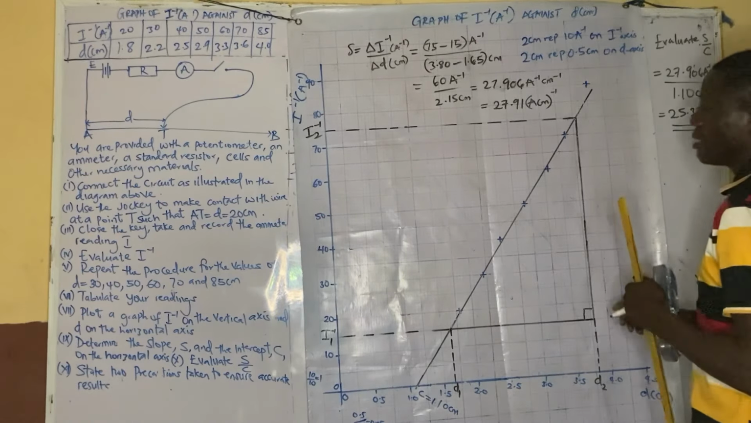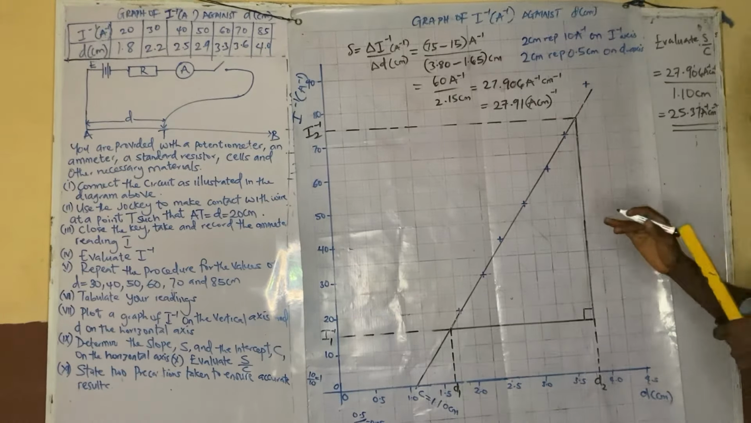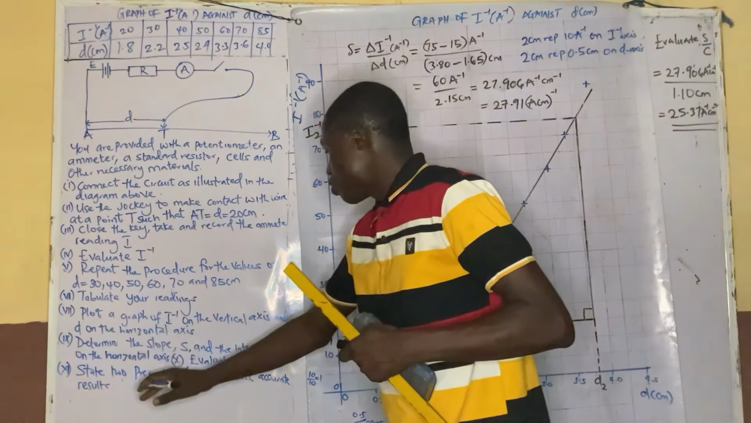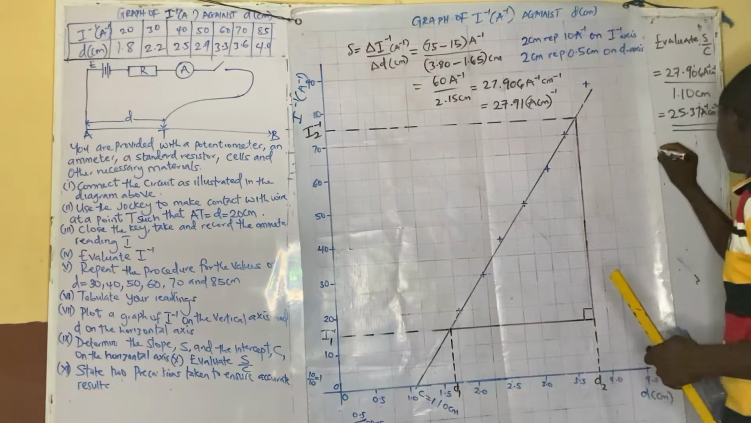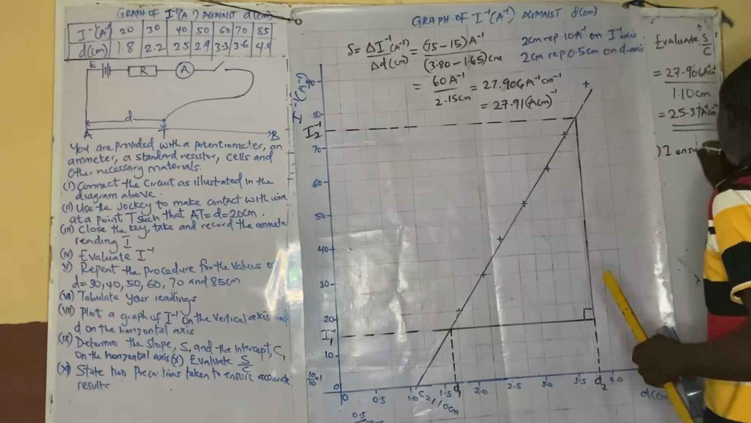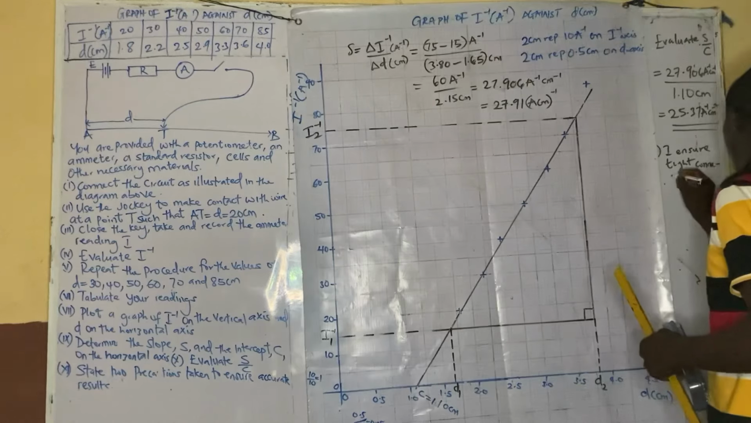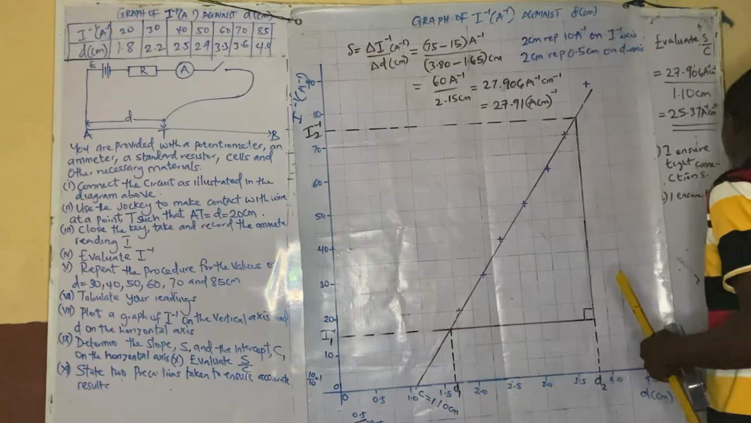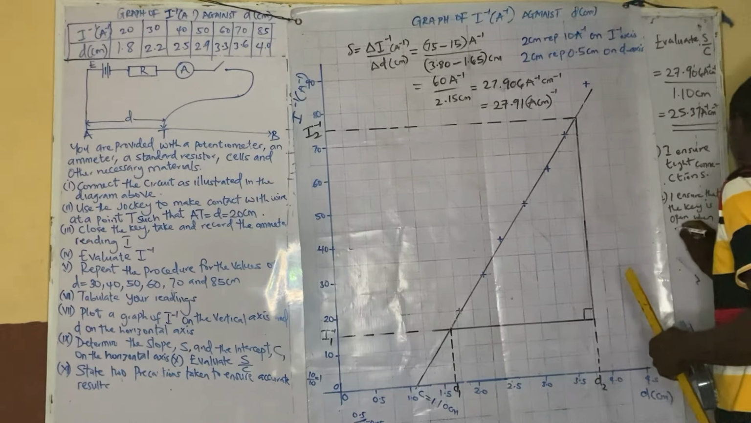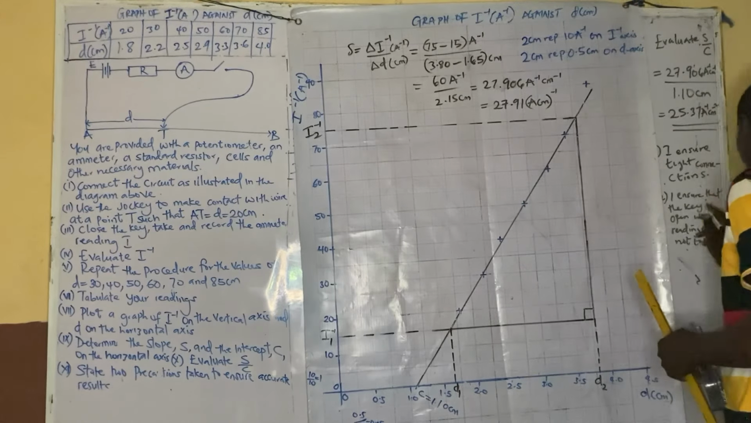That's about the intercept. Now, what are the precautions that I observed when carrying out my readings? Step two, precautions taken to ensure accurate results. Number one, I ensured tight connections. Number two, I ensured that the key is open when readings are not taken.